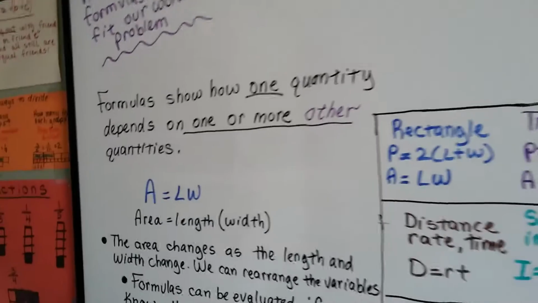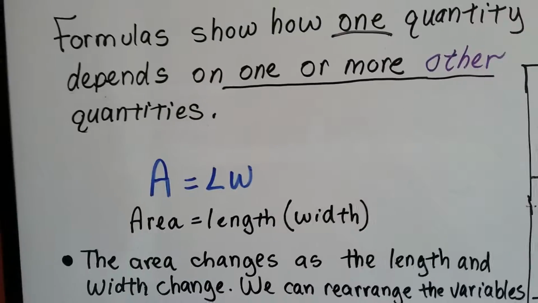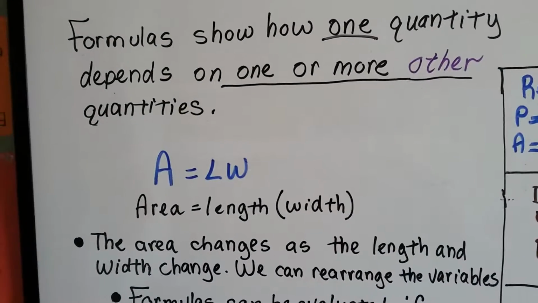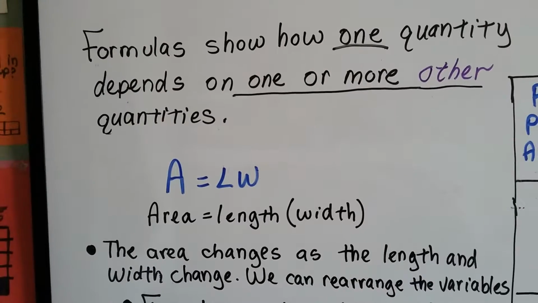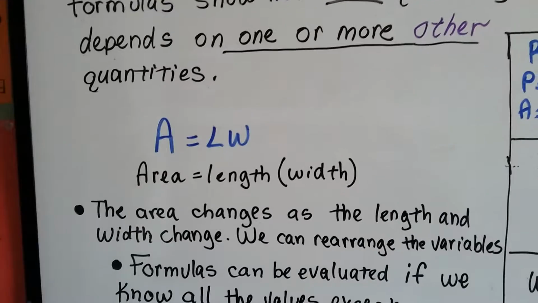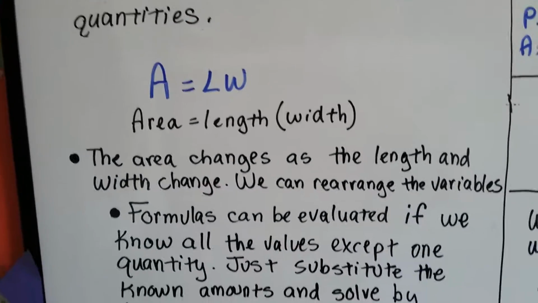See? Okay, so formulas show how one quantity depends on one or more other quantities. A equals LW is area equals length times width. Do you know what this is from? It's the area of a rectangle. The area changes as the length and width change, and we can rearrange the variables.